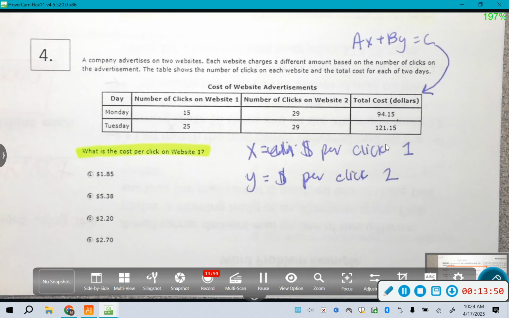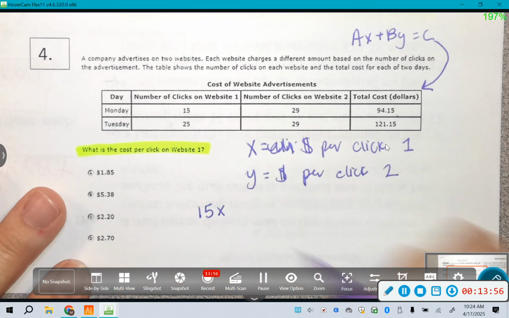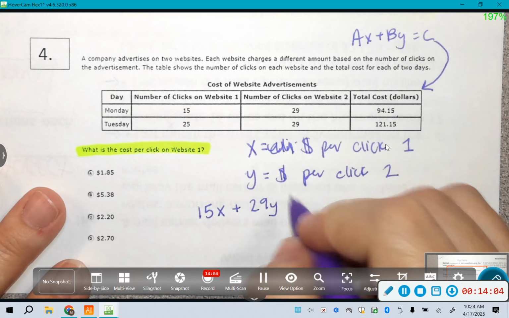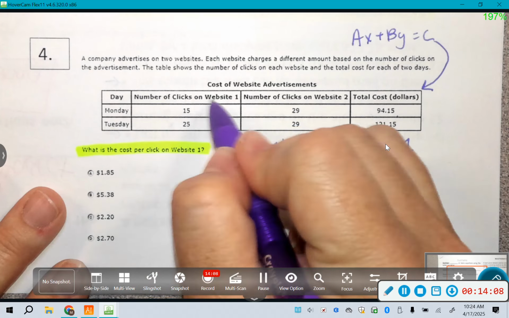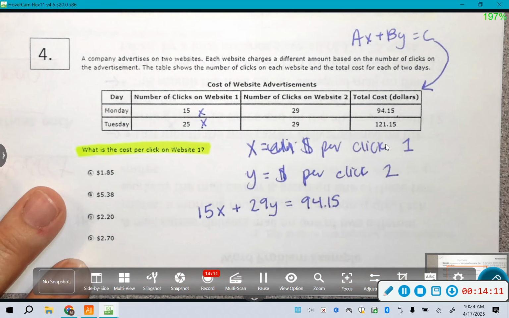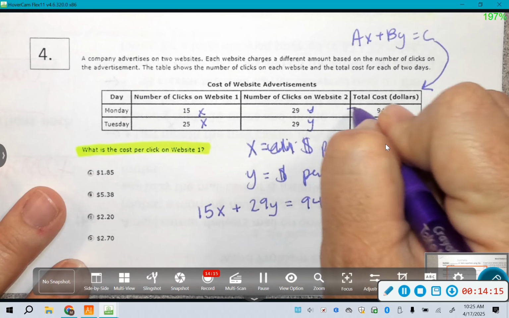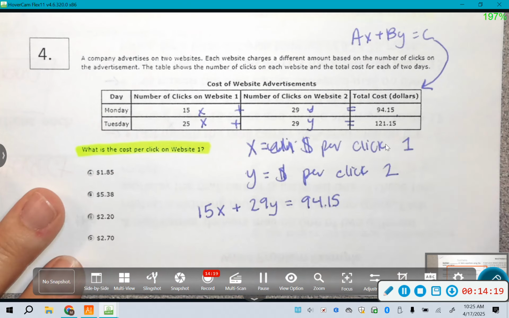Okay, so knowing that, how many clicks did I get on Monday on website 1? So 15 clicks times your money plus what else? 29 on website 2 equals 94.15. Don't let it be confusing. Number of clicks, so these both get an X because they're both website 1. These both get a Y because they're both website 2, and they equal the total. It's literally just setting it up across.